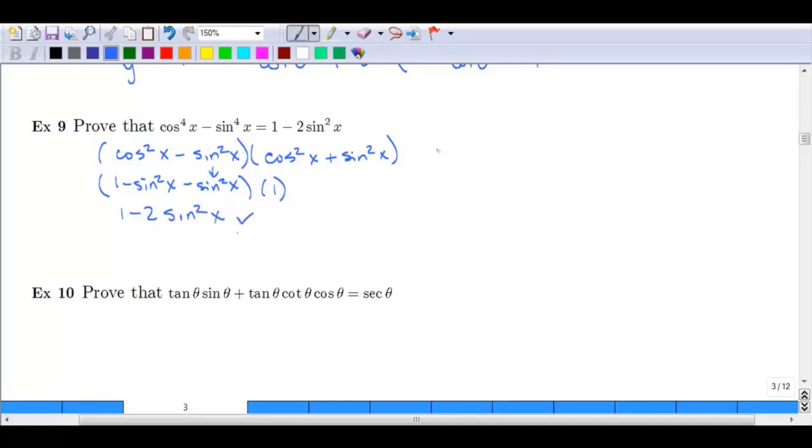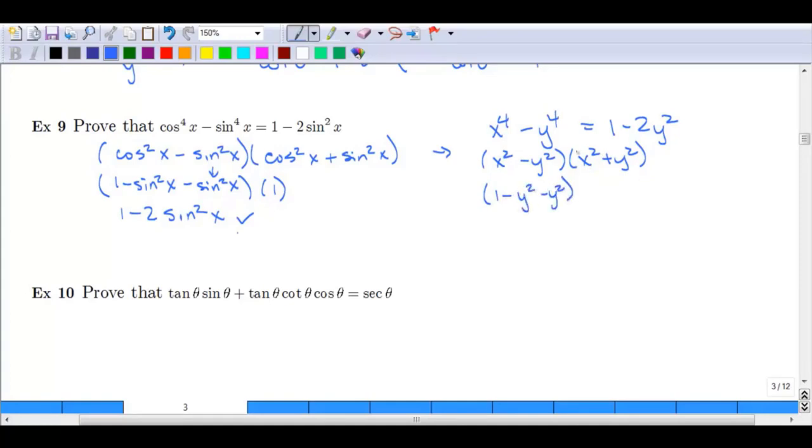Again, if you prefer to use x's and y's, we can start off at the beginning. We would have x to the 4th minus y to the 4th. Again, we would factor x squared minus y squared, x squared plus y squared. x squared plus y squared we know is 1, and using the same Pythagorean identity, we're trying to get this to be 1 minus 2y squared. Sine is y, so we're going to try to get x in terms of y. We know that it's 1 minus y squared, and then minus another y squared that we had from before.